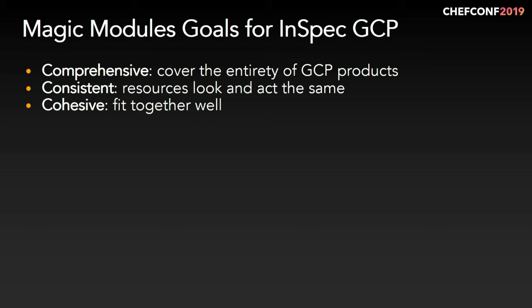It's a code generation tool. The goal for Magic Modules is to create a comprehensive, consistent, and cohesive resource pack. So we want to cover all of the GCP products, and we want all these resources to work and look fairly similar. And then we want these to be updated all the time, changing as the API changes.